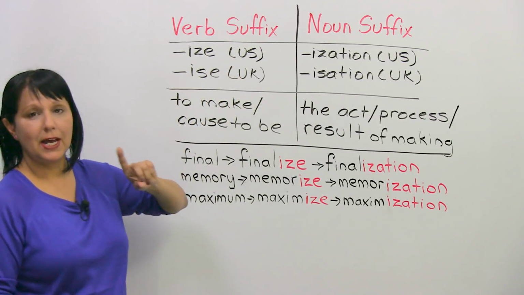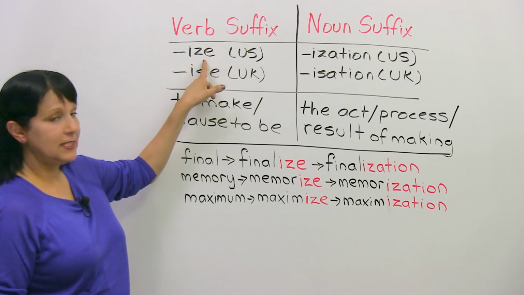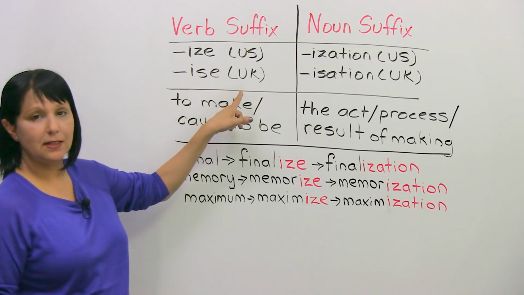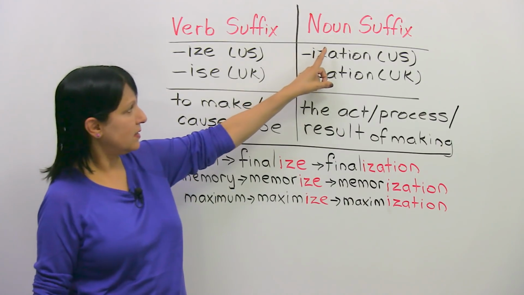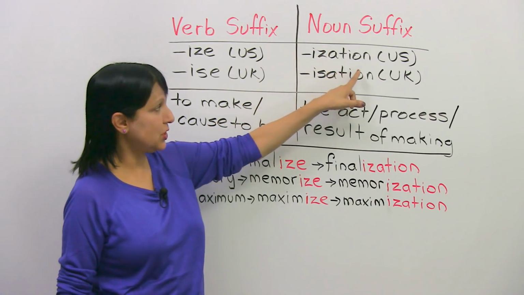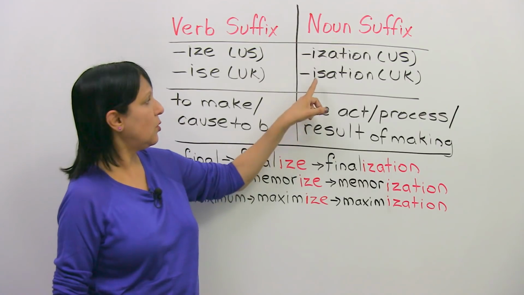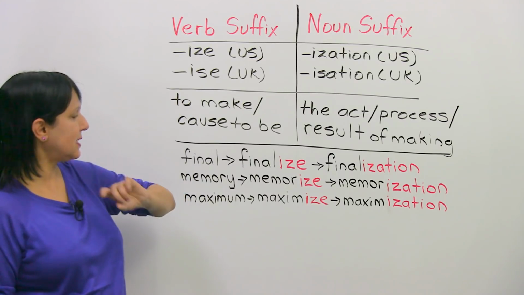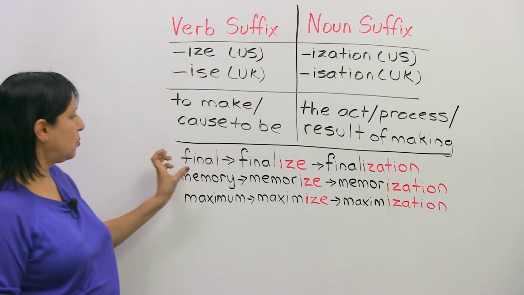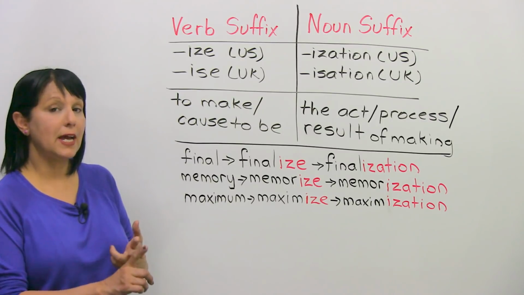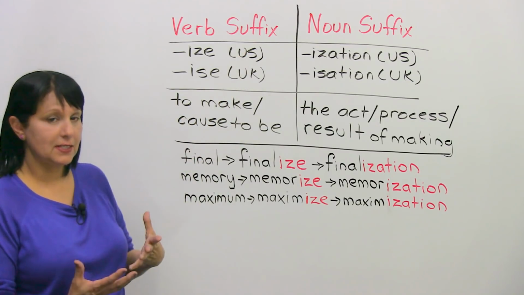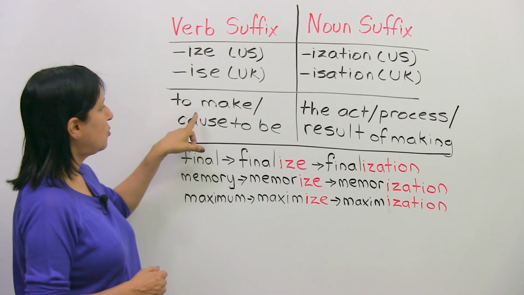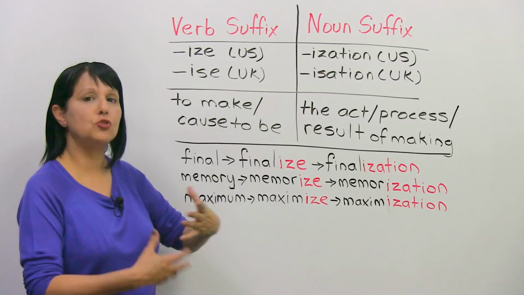The suffix that we add to the verb is IZE in American English or ISE in British English. And to make a noun, we add ization in American English or isation in British English. Okay? You'll understand exactly what that means in a second. So what does it mean when we take a word, which could be a noun, it could be an adjective, and we add this suffix? What happens? What does it mean? It means that you're going to make or cause something to be.